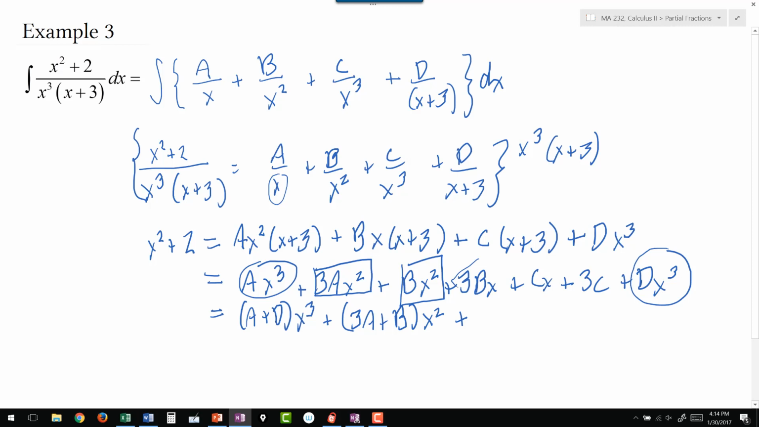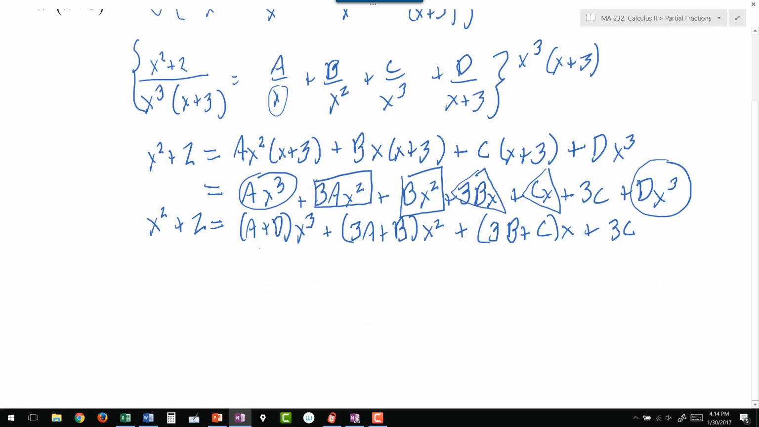My x terms are 3bx and cx, so that's going to give me a 3b plus c times x, and then my only constant term is the 3c. All of that has to equal the x squared plus 2 on the left. Now we look at equating coefficients.